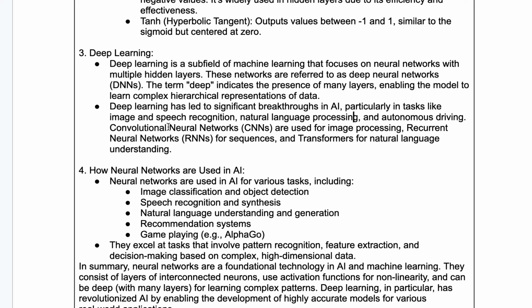You know how Google Translate works, how ChatGPT works. Basically, it's a very complex deep learning model. CNNs, which are convolutional neural networks, are used for image processing. Recurrent neural networks, RNNs, are used for sequences, and transformers for natural language processing. So all of them are deep learning models.